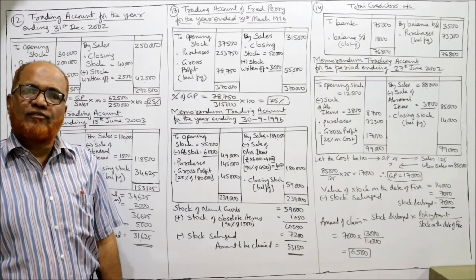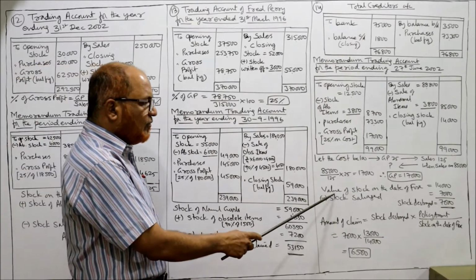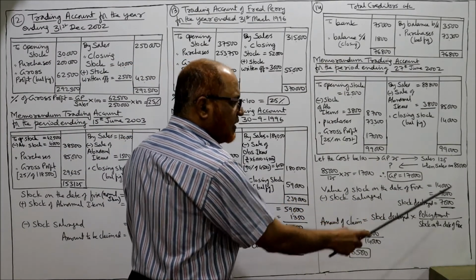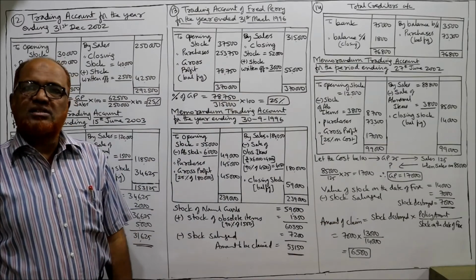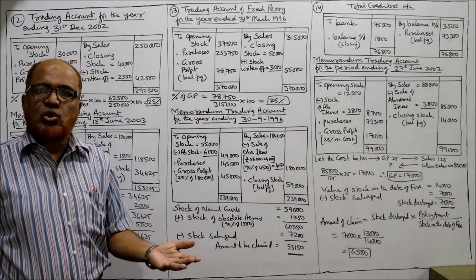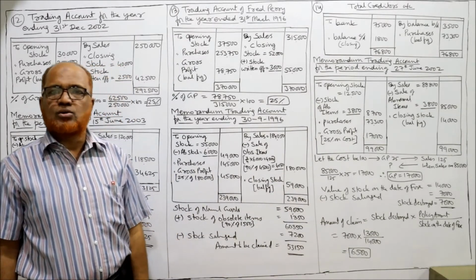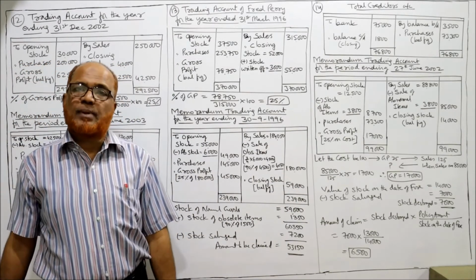Stock on the date of fire. Now, value of stock on the date of fire 14,000. Less stock salvaged 7,000. So stock destroyed is 7,000. Now average clause is applied.